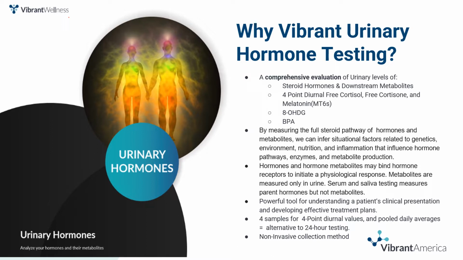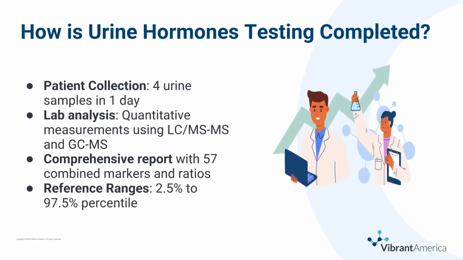The 4 samples used for 4-point diurnal values and pooled daily averages is an alternative to 24-hour collection. This is a non-invasive collection method that allows your patient to successfully complete the collection process. Urine hormone testing is completed by the patient. Your patient will collect 4 samples over the course of a day and mail them directly to the lab. No lab visit or needles are required. This is nice because even the act of a blood draw can stress the body to raise cortisol.